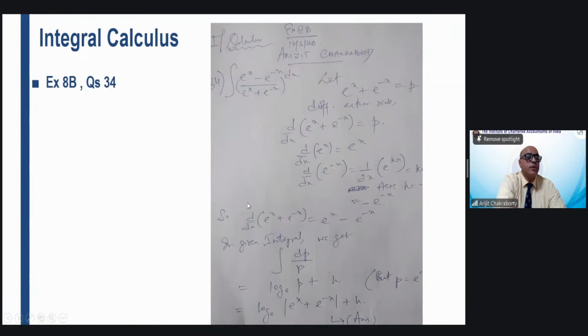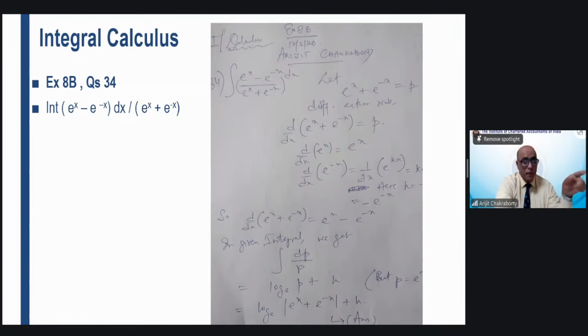34 पे गौर करिए. The question is: integrate (e to the power x minus e to the power minus x) divided by (e to the power x plus e to the power minus x). So it looks थोड़ा सा complicated दिखता है. So मैंने क्या किया, आप देखिए यहाँ पे the solution on the right hand side is there. तो मैंने क्या किया, I have assumed e to the power x plus e to the power minus x, जो कि denominator है, इसको मैंने p, I have assumed it to be p.